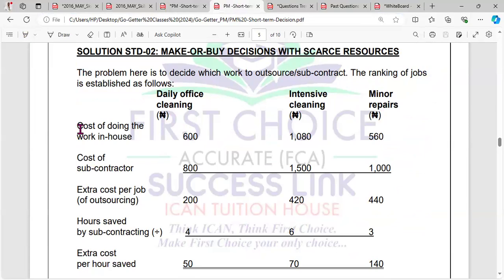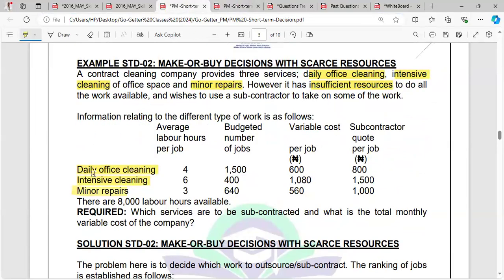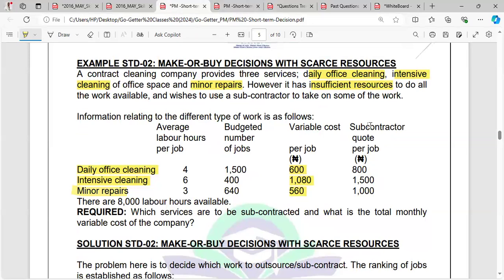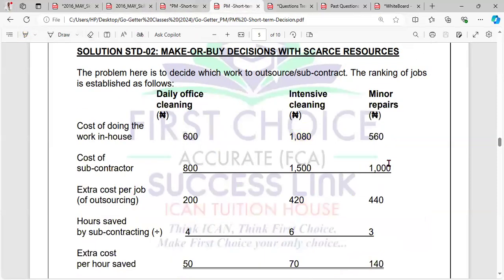Now, what is the cost of doing this in-house? The cost of doing it in-house is 600, 180, and 560. And that's what we have here. Now, what is the cost of using a subcontractor? We have 800, we have 1005, and we have 1000. So that's what we have here.